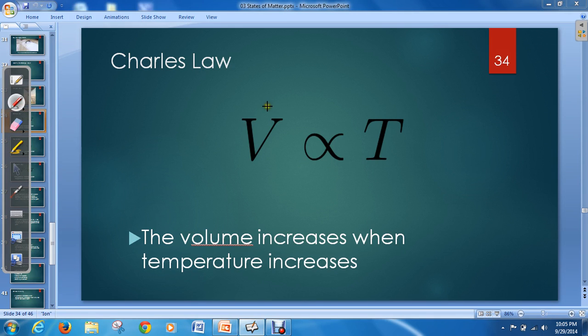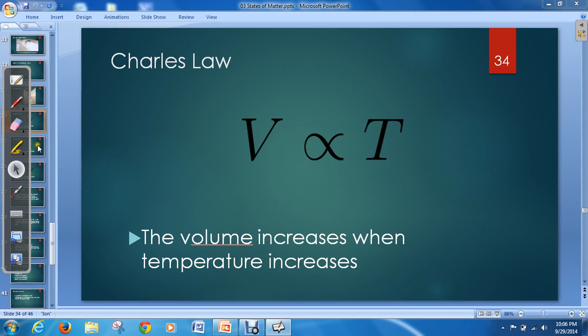Okay, so if we make this one get bigger, we bring the volume up, then the temperature is going to go up. Or if we bring the temperature up, the volume is going to go up. Same thing. The idea is as long as we have this proportional relation, as one increases, the other is going to increase as well. Okay, so this is Charles' law, this idea that temperature and volume are related in this way.